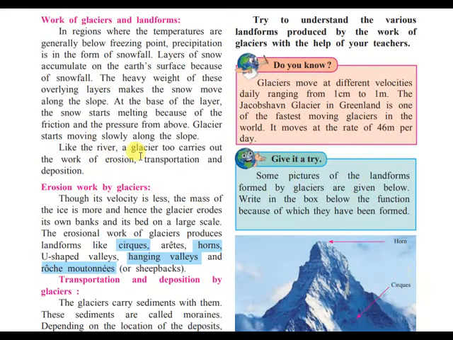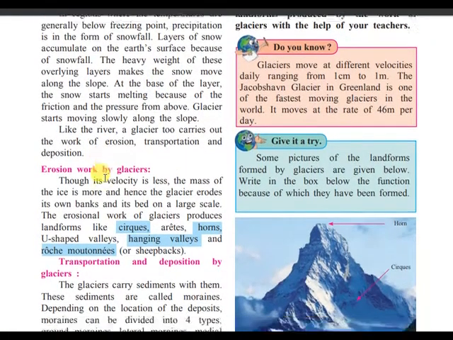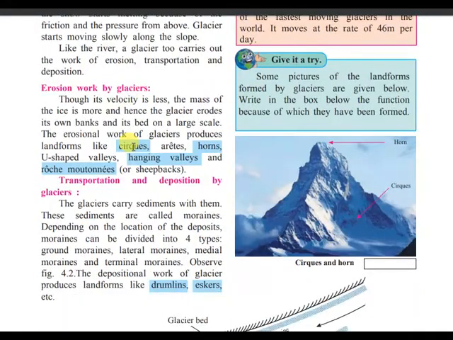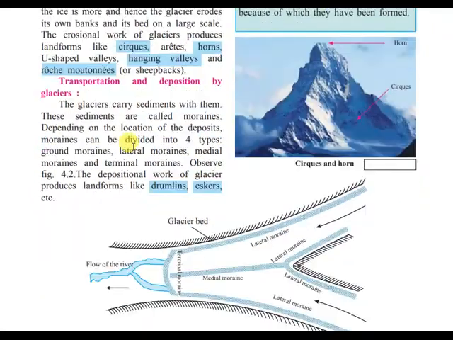Like the river, a glacier too carries out the work of erosion, transportation, and deposition. We have studied in the previous chapter before, that is chapter 3, the exogenetic processes part 1. We have seen that snow also plays an important role in the work of erosion. The same type of work we are going to see here in this part. So the erosion work of glaciers. So what type of erosion do the glaciers do?